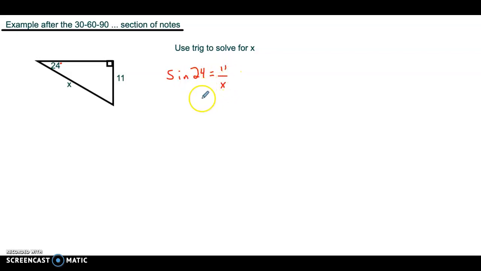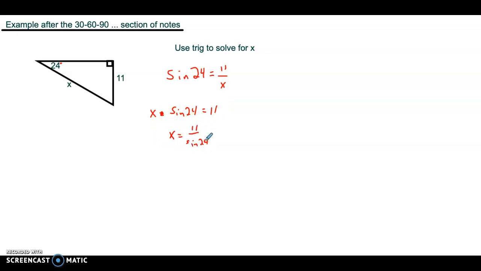All right, so we are going to try to solve for x. Basically I'm just going to multiply both sides by x. So x times sine of 24 equals 11. To solve for x, we are going to divide by the sine of 24.